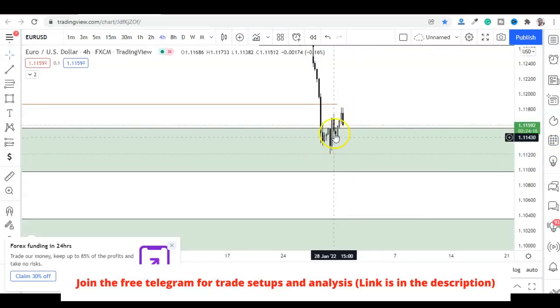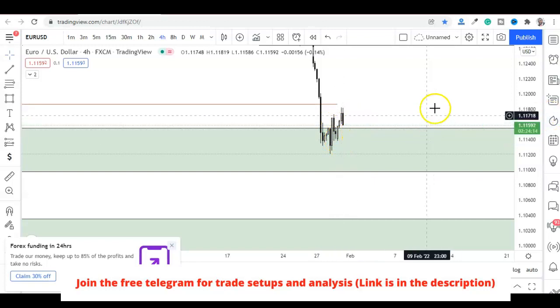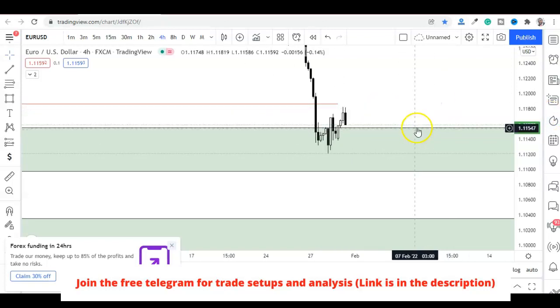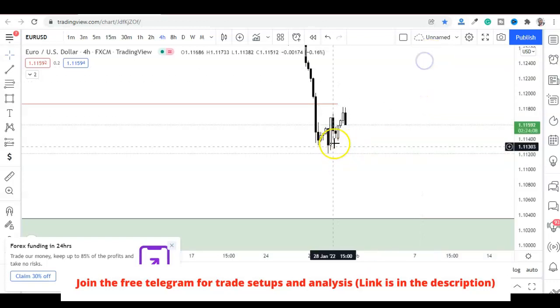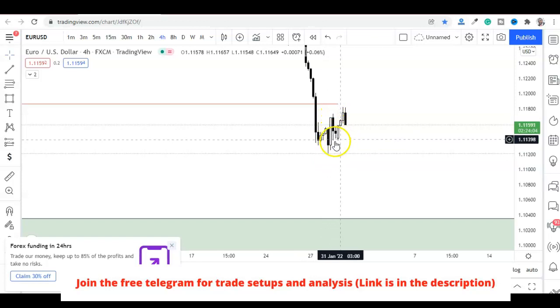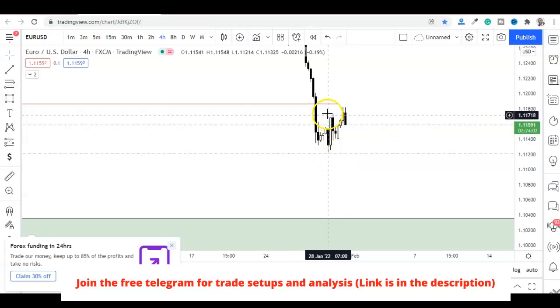So what we are expecting is that now, looking at this closely, let me delete this. Looking at this closely, we have a break of structure, price came back and then moved up. Now the move up failed to what? Break structure.